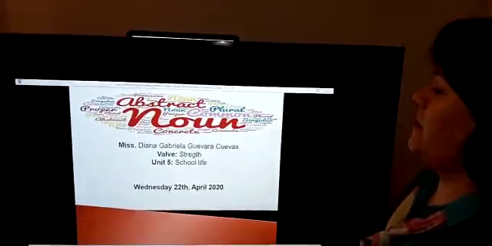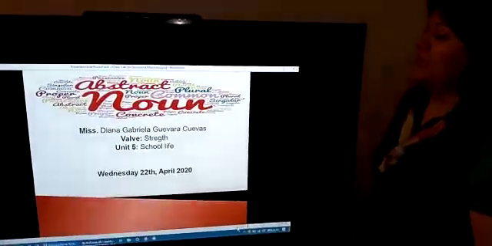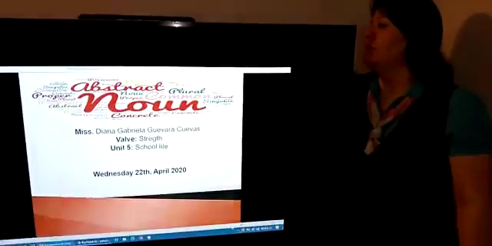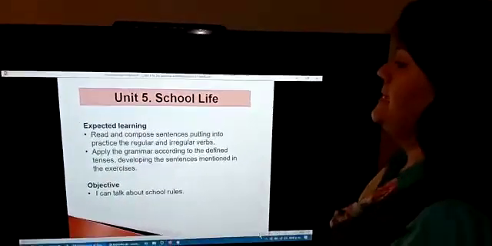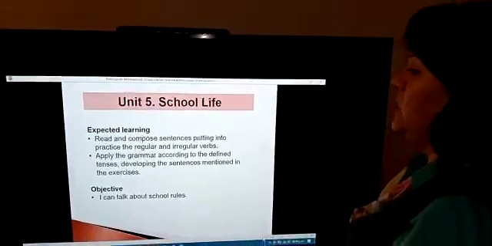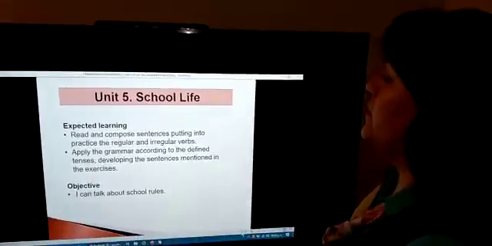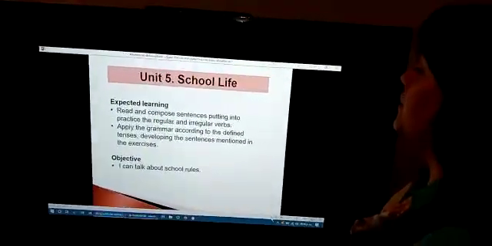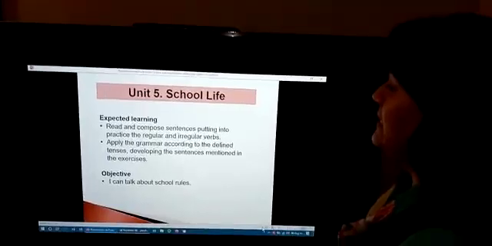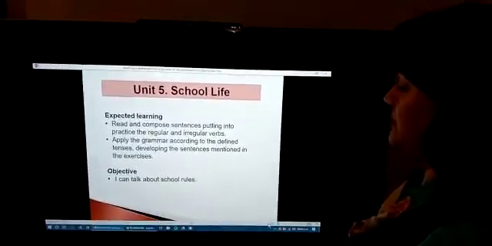Let's see Unit 5, School Life. Unit 5 is School Life. Put it into practice the regular and irregular verbs. Apply the grammar according to the defined tense, developing the sense mentioned in the exercise.